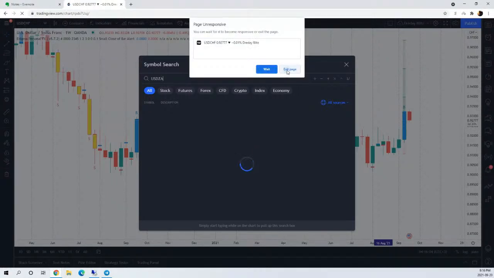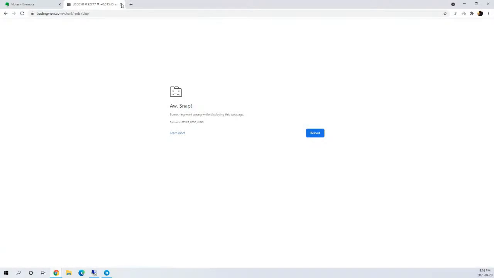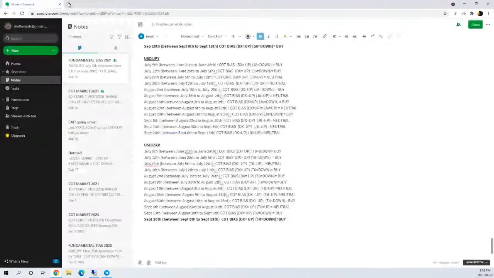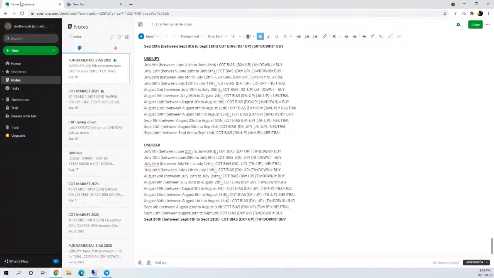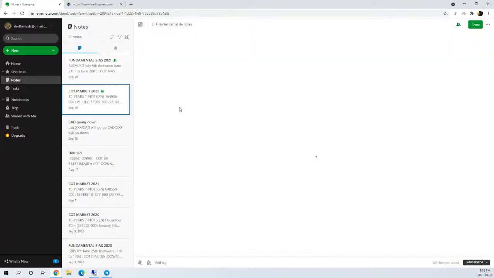Okay, so I think there's an issue with my page. Let's try that again. So I'm going to wait until that loads. So I'm going to show you exactly the actual raw data that gave us the fundamental buys here.